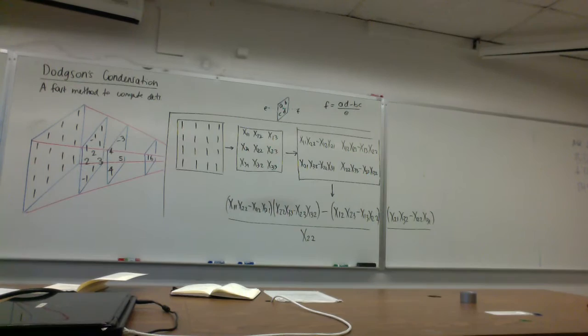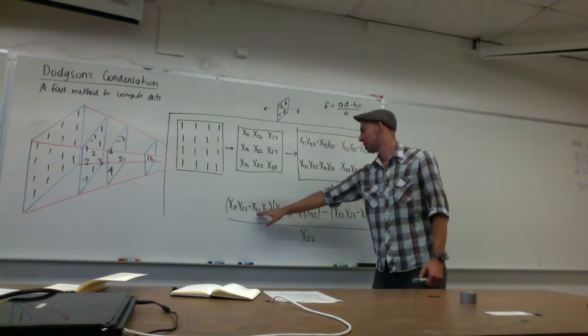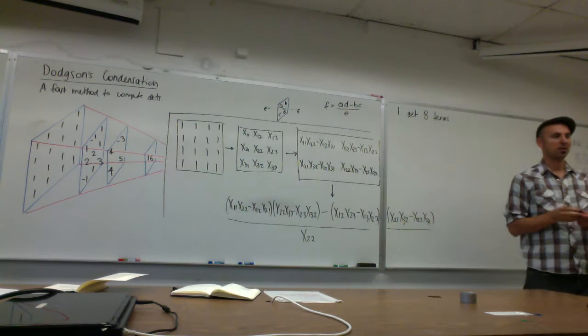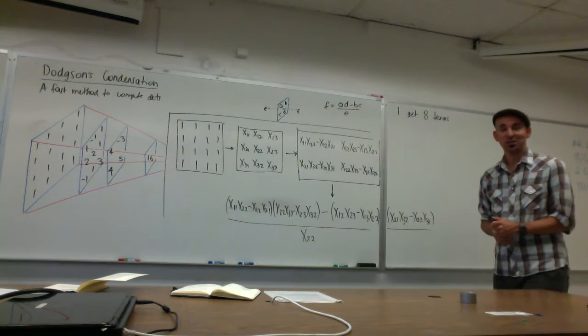How many terms do I have here? Yeah, that's right. I have 2 times 2 is 4, 2 times 2 is another 4, so I get 8 terms. Okay, but the determinant is supposed to only have 6 terms. So why do I have 8?